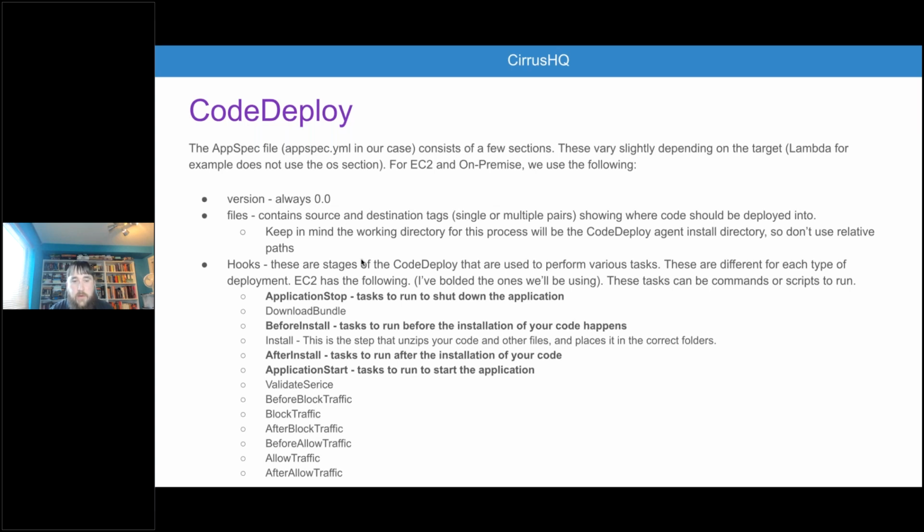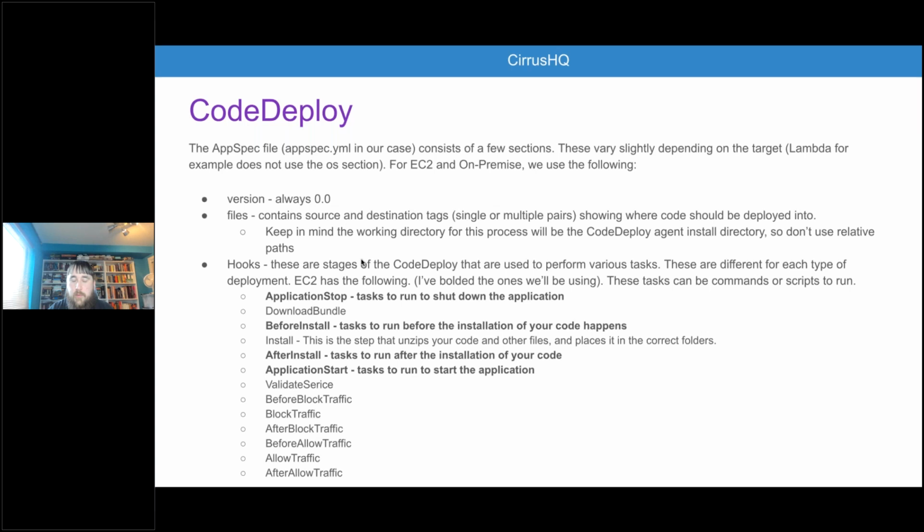And then there are the hooks, and this is a list of all the different hooks that you can use, and the ones in bold are the ones that we're going to be using today. So you can have tasks that you should run before the application shutdown, before it downloads the code that it needs to go to, before it actually runs the installation, then after the installation, after you start, when you're starting the application. And these different stages you can use for different things.